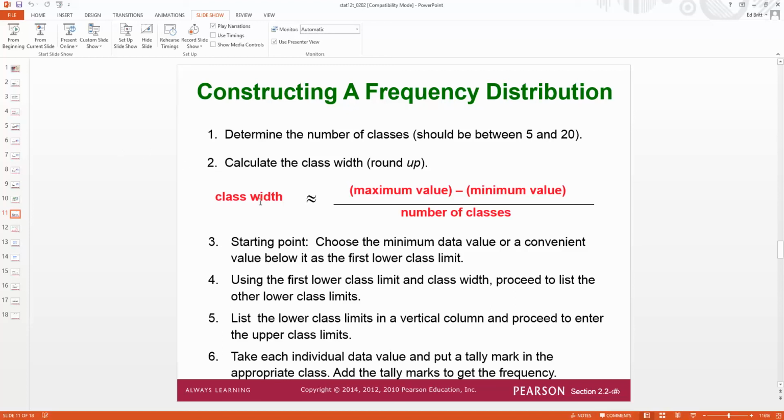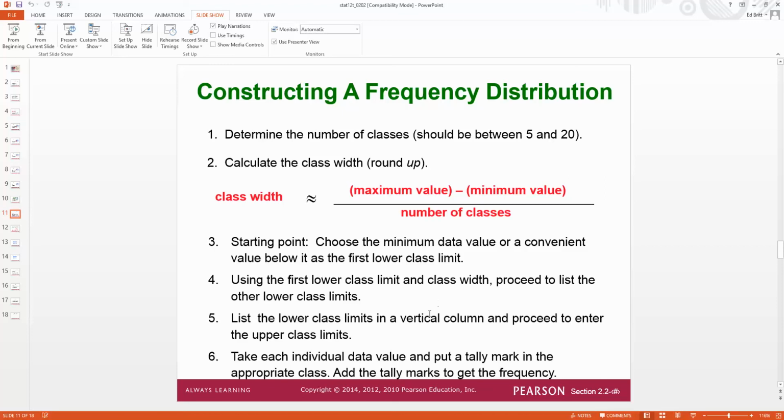And then calculate the class width that you want to use: maximum value minus minimum value, divided by the number of classes that you've chosen. Create a starting point. So choose a minimum data value or a convenient value below it as the first lower class limit. Then we need to use the class width to get the other lower class limits.